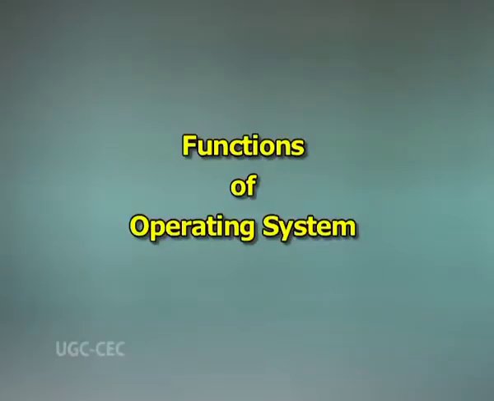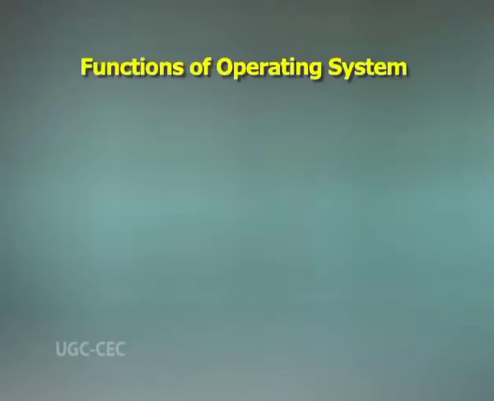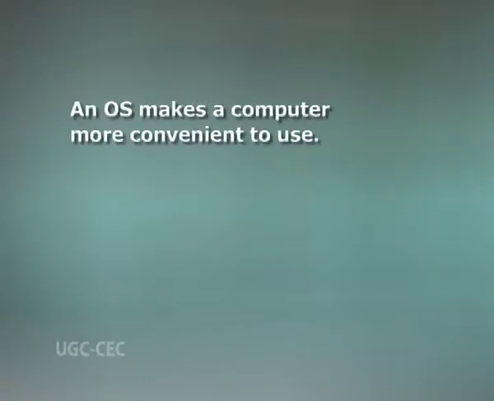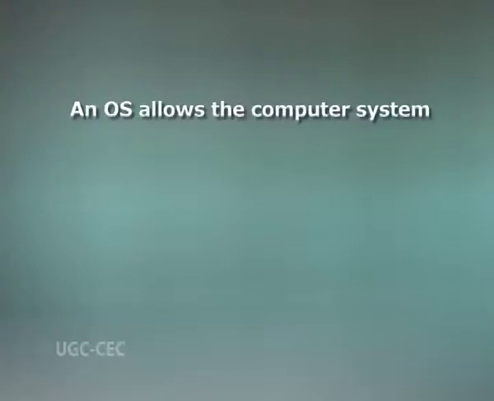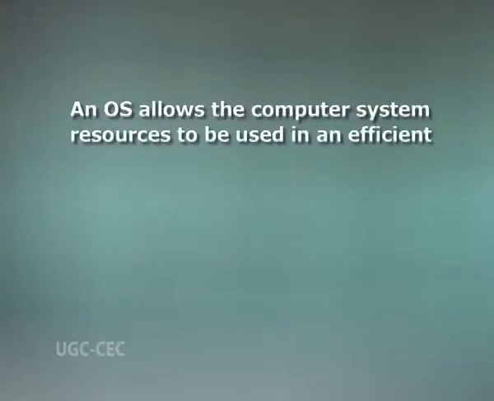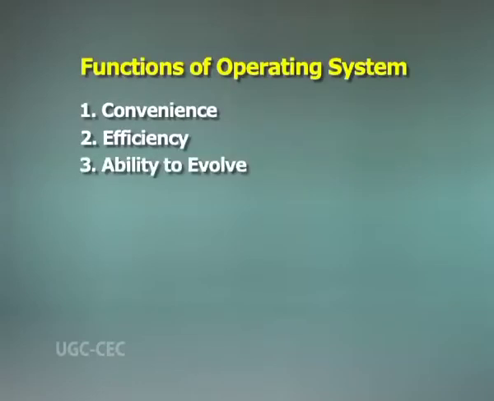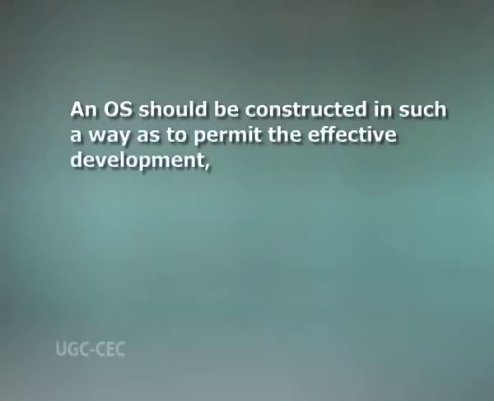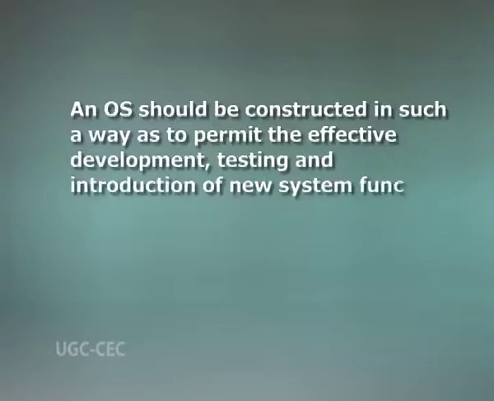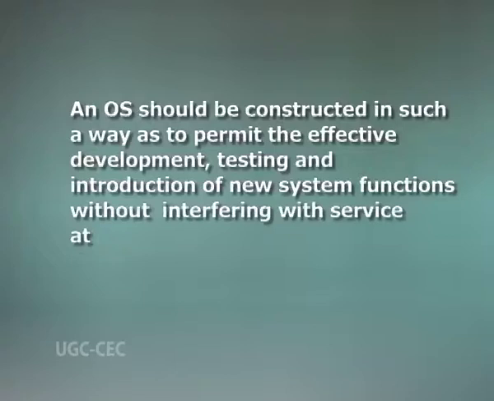Now we will see the functions of operating system. Operating system performs three main functions. First is convenience. An OS makes a computer more convenient to use. Second is efficiency. An OS allows the computer system resources to be used in an efficient manner. Third is ability to evolve. An OS should be constructed in such a way as to permit the effective development, testing and introduction of new system functions without interfering with service at the same time.